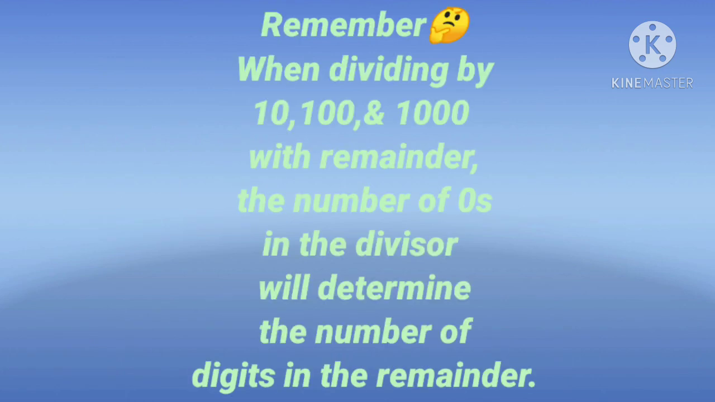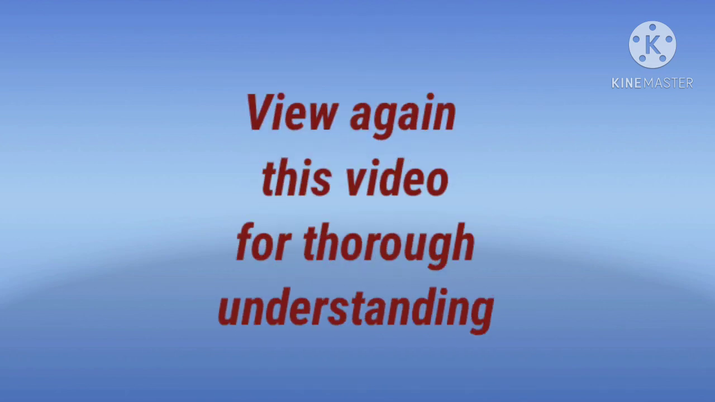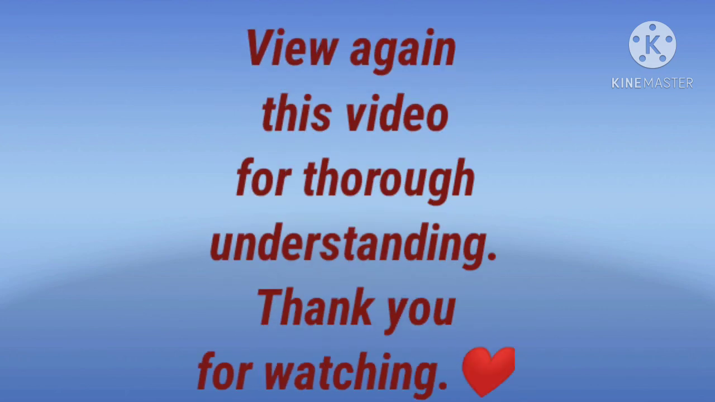Remember, when dividing by 10, 100, and 1,000 with remainder, the number of zeros in the divisor will determine the number of digits in the remainder. View again this video for thorough understanding.